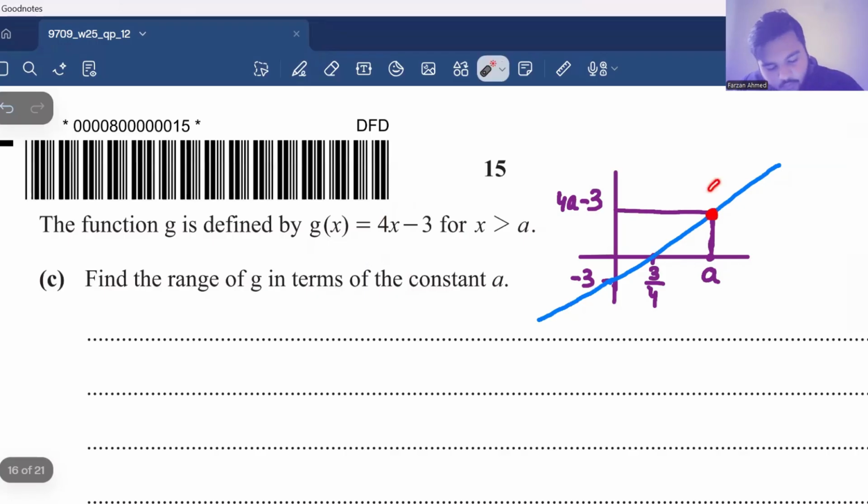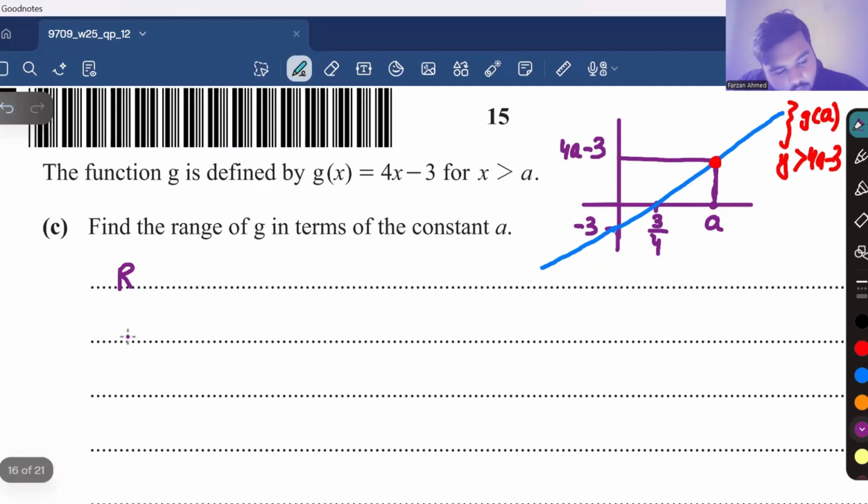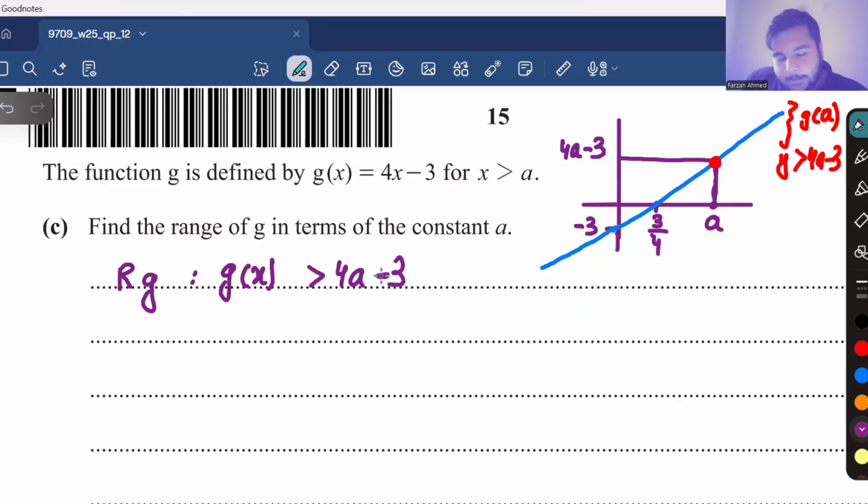So we have this range only. Okay, so the range for this will be, this is g of a, so it will be y is greater than 4a minus 3. So what will be the answer? So look here, r of g, it means range of g, g of x is greater than 4a minus 3. Okay, so this is our final answer.